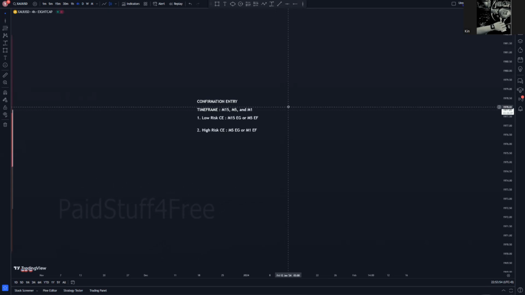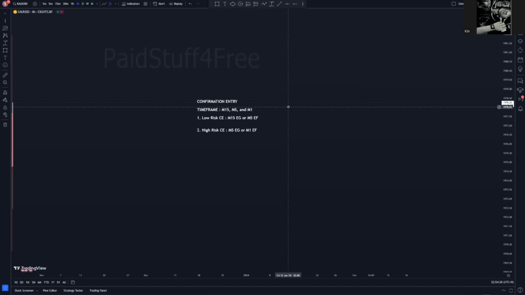When we talk about the M15 to create an EG and M5 to create an EF, it requires a lot of work. So when we talk about the M5, M5 is the biggest time frame in this topic. If we want M5 to create something, it's going to be quite hard for that time frame to create an EG or an EF. Sometimes we just missed it.